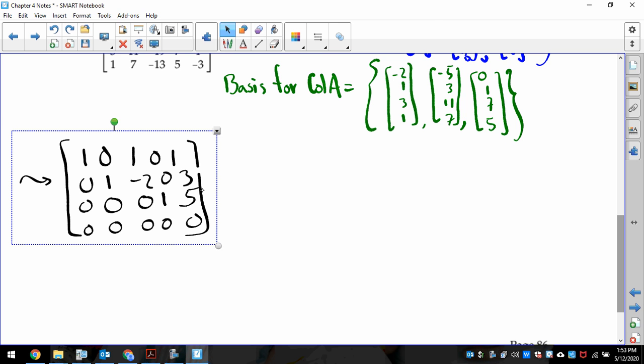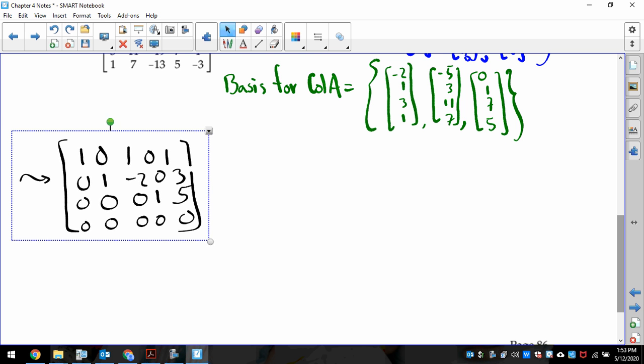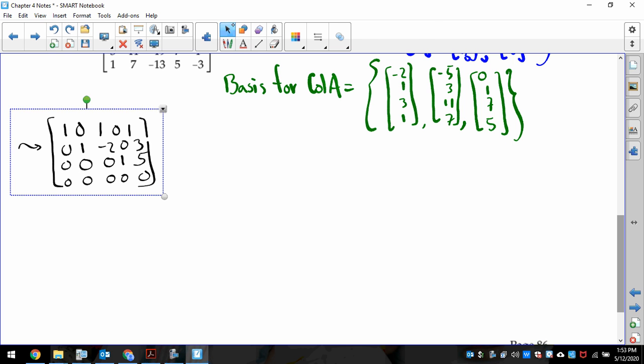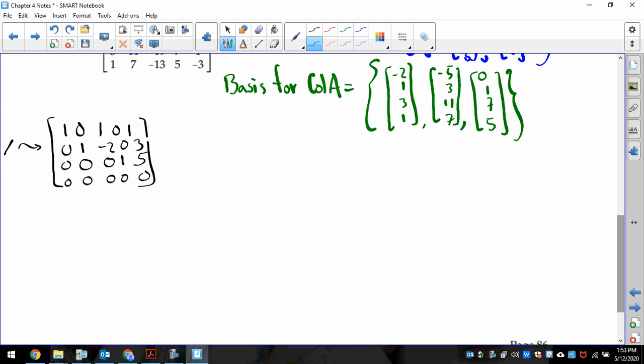Paste. Aha! All right, it worked. Lucky me. We'll shrink it down here. And so now we're going to have to use this row-reduced form of A to help us find the null space. Basically, we want to find the general solution.